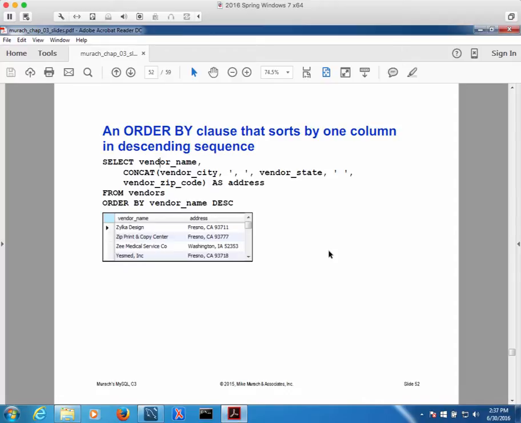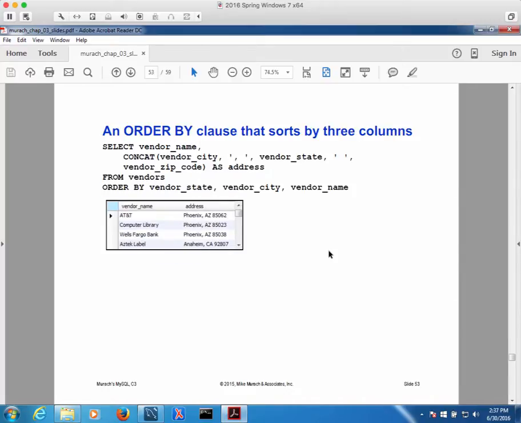In this order by clause, it sorts by one column in a descending sequence. So order by vendor name desc. In this order by clause, it sorts by three columns: by vendor state, vendor city, vendor name, all ascending because that's the default. And again, if the vendor states are different, it stops there. If the vendor states are the same, then it goes to vendor city. If the vendor cities are also the same, then it goes to vendor name.